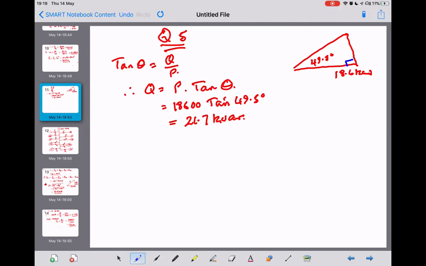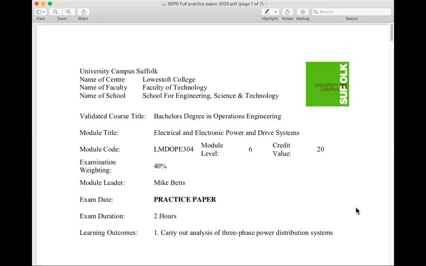Find the damn thing. Oh, here we go. Right, can you see that?